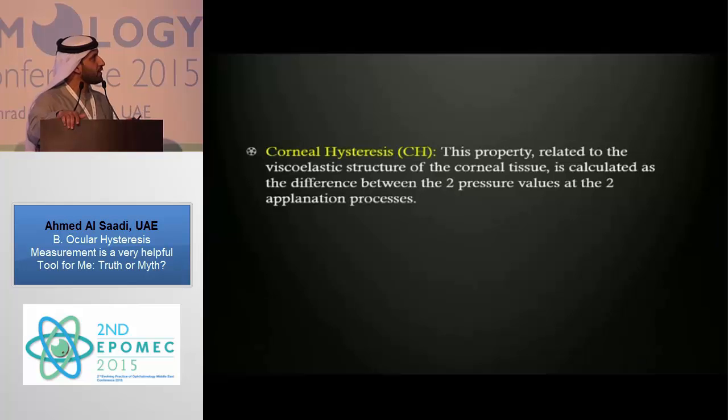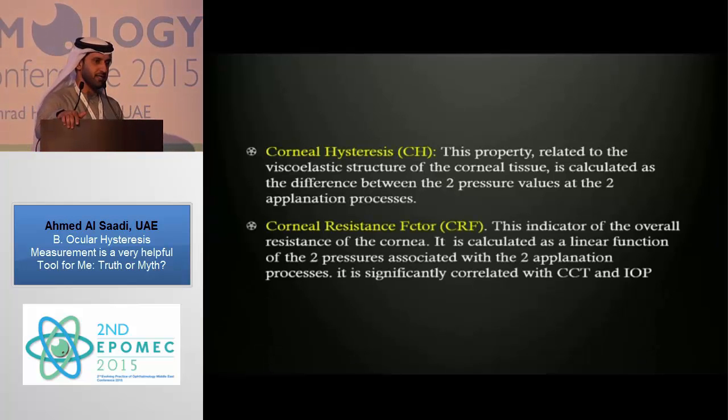When we come to the corneal resistance factor, basically it's an indicator of the whole resistance of the cornea, and what it involves is P1 minus K times P2. So it takes into consideration the two P's, but there is a factor that they have to apply, and it's a linear relationship. This one, the CRF, not chronic renal failure, but CRF. The CRF actually is affected by the CCT and the IOP, unlike the corneal hysteresis.